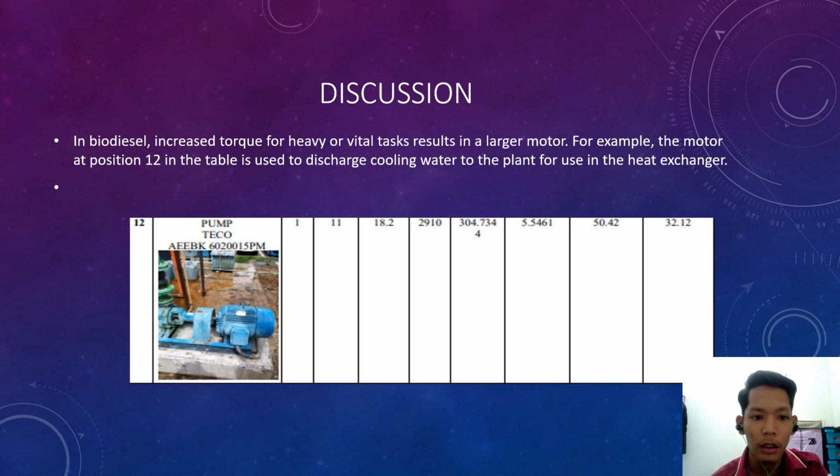As we can see, the torque is increased for heavy and vital tasks, resulting in large motors such as in this pump. This is a centrifugal pump. The total efficiency needs to be increased because we want to avoid losses during the transportation of the fluid.